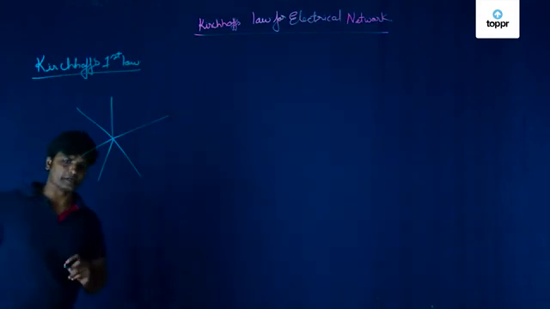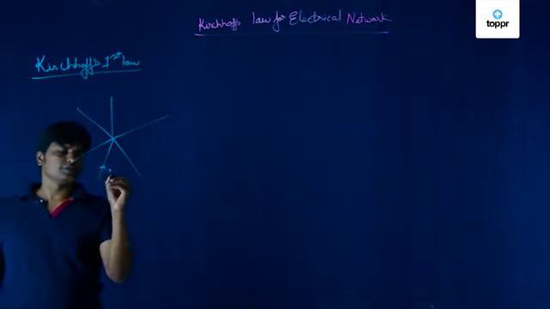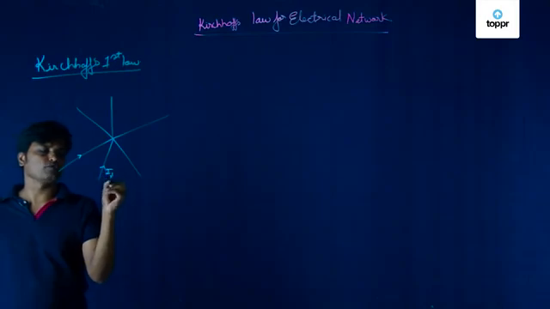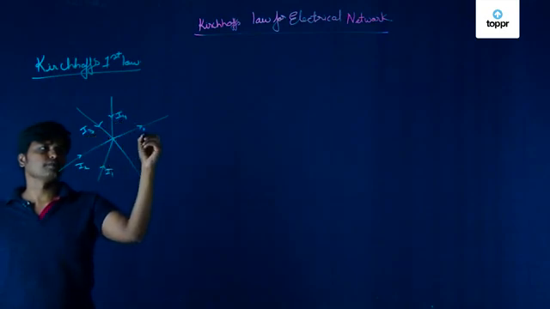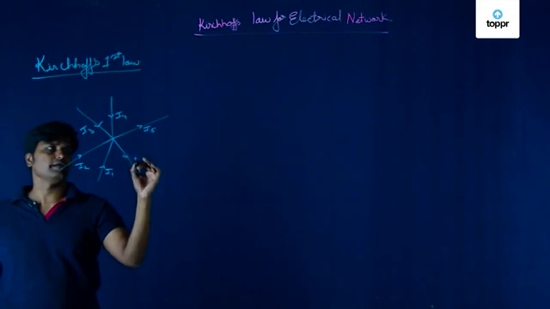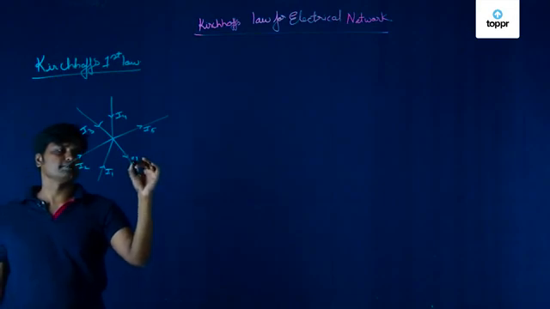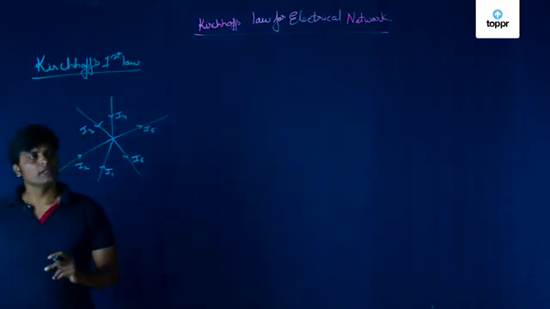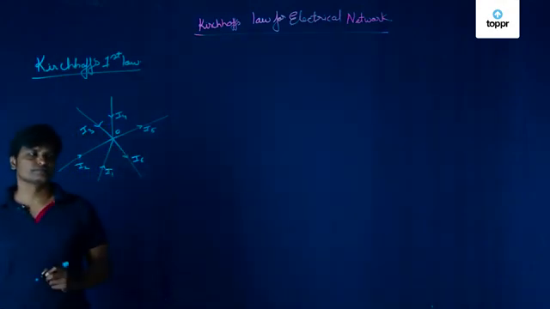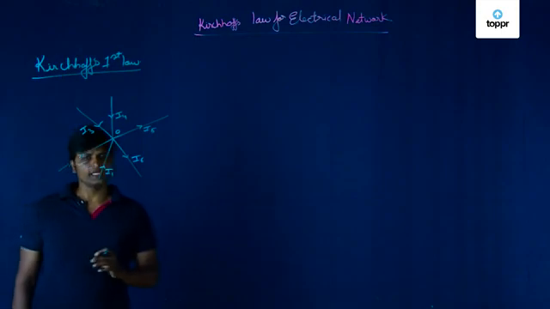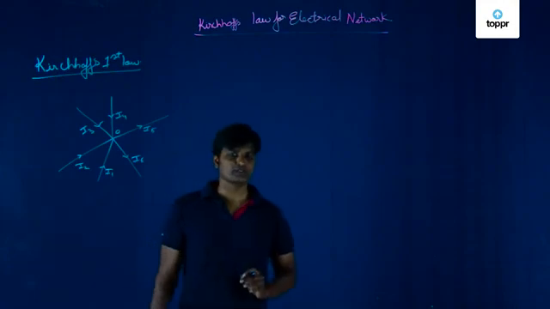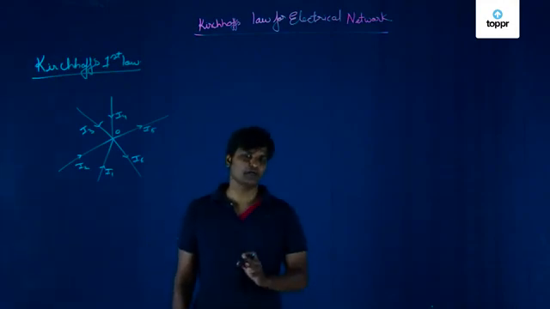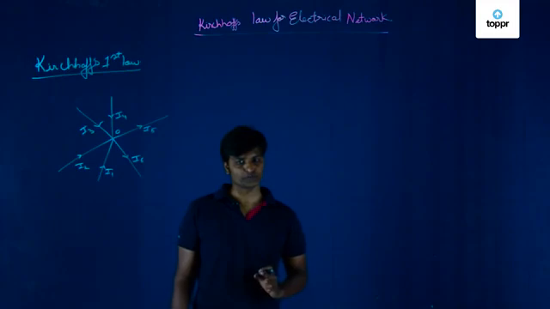This is a complicated circuit in which current I1 is flowing, I2, I3, I4, I5 and I6, and this is a junction. It says that the amount of current which is coming towards the junction is equal to the amount of current moving away from the junction.